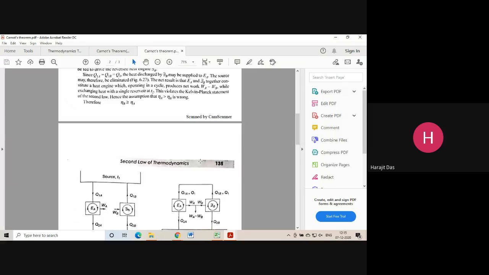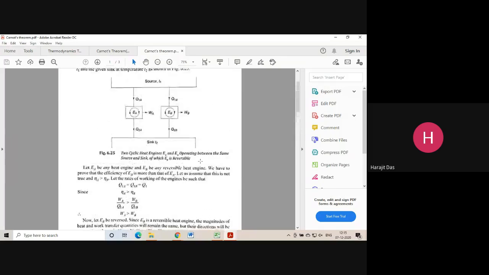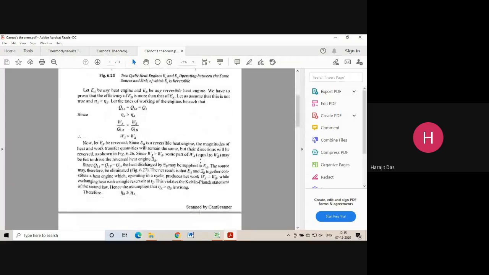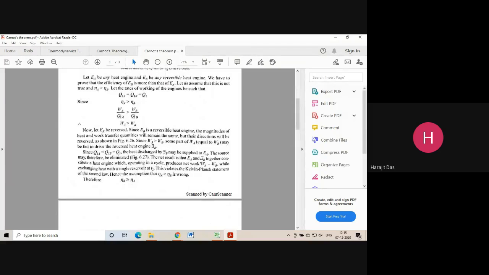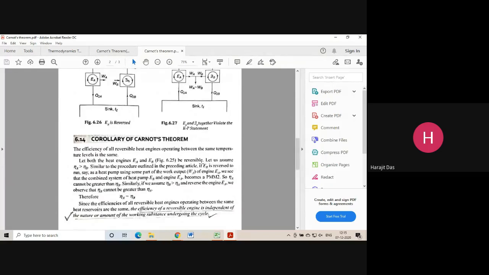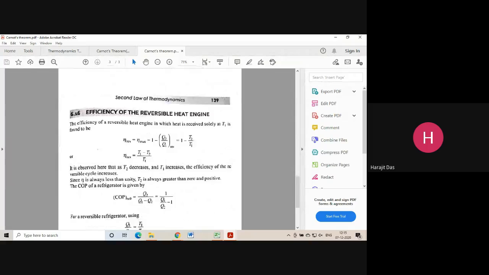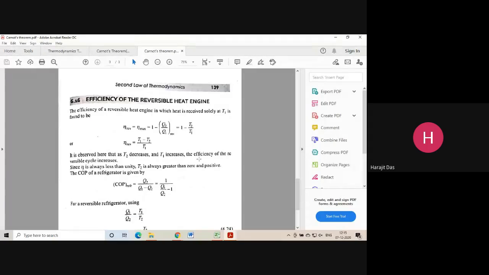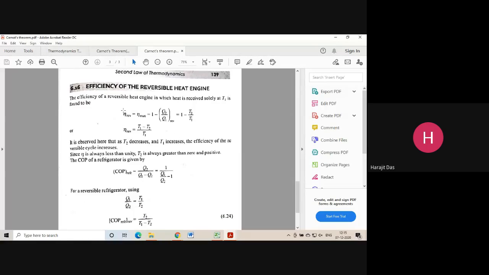So on the principle of this Carnot theorem and corollary, today we will be solving two problems. Then only your concept will be clear to you, and we will be using these formulas also. So you need to commit all these formulas to your memory.